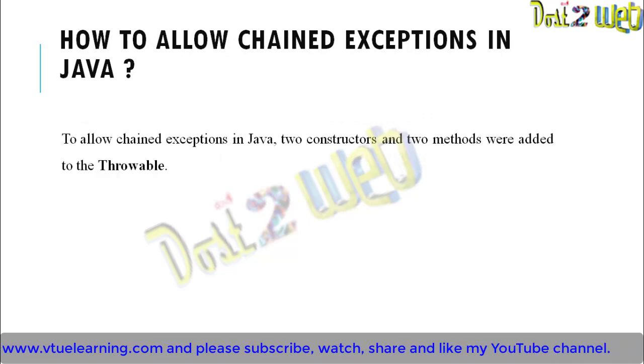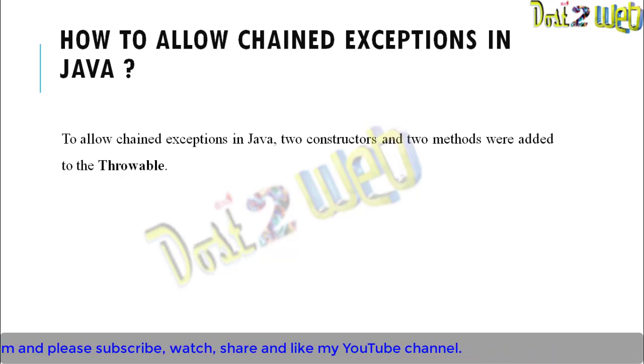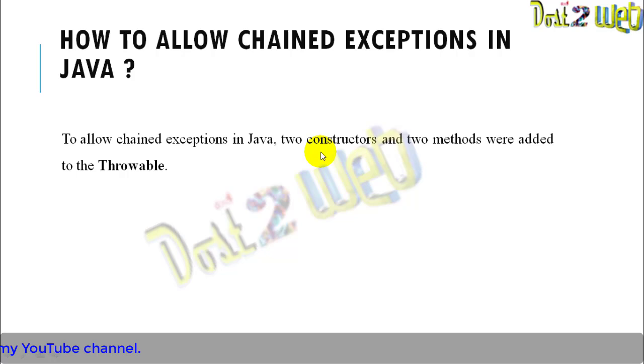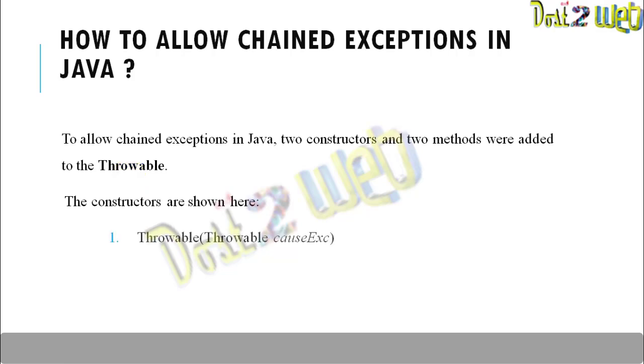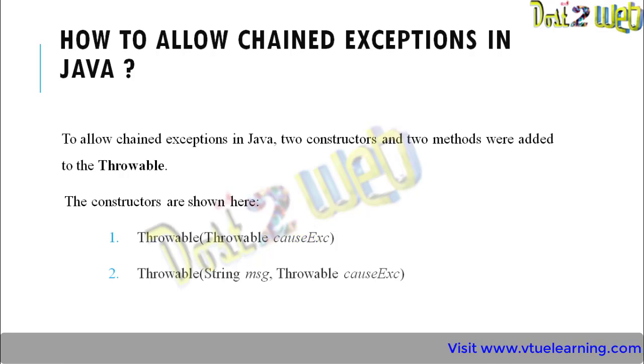So how do we allow chained exceptions in Java? You are going to use the Throwable class here. To allow chained exceptions in Java, two constructors and two methods were added to Throwable. The constructors are shown. The constructor looks like Throwable, then again Throwable cause, the cause exception. What is the exception causing? You have to define that. That is the first constructor.